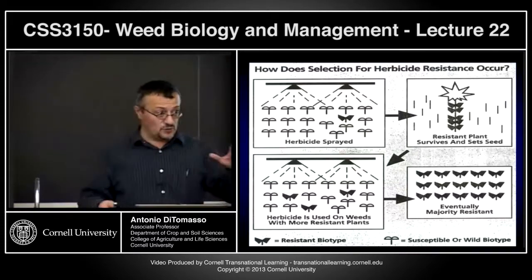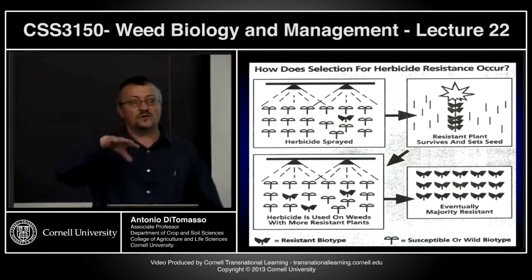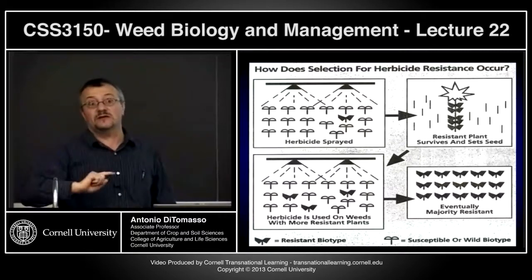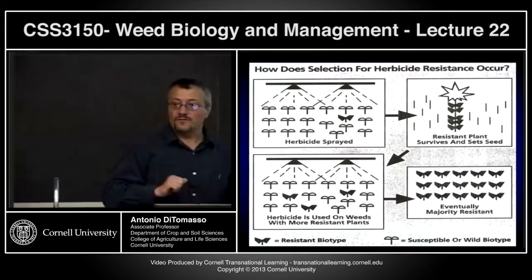So next class, we'll go through why resistance development happened slower or faster in the different modes of action, and what can be done about it. And are transgenics the answer? So I'll leave it at that.